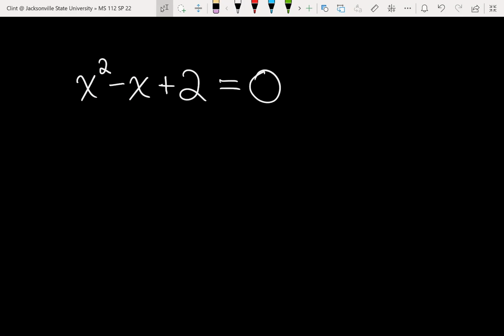Okay. x squared minus x plus 2. So what's our a going to be this time? Yeah, if there's no number there, it's a 1. And then our b, what's it going to be? Negative 1. So b is negative 1. And then c is 2.